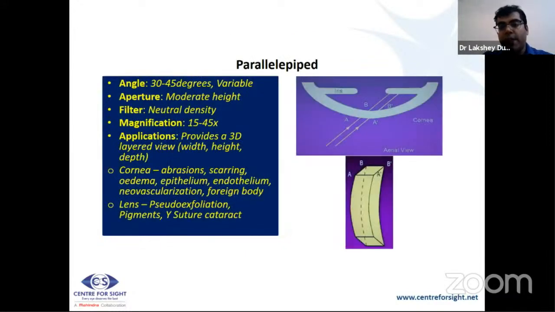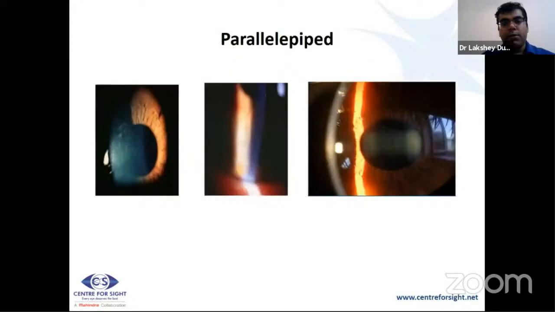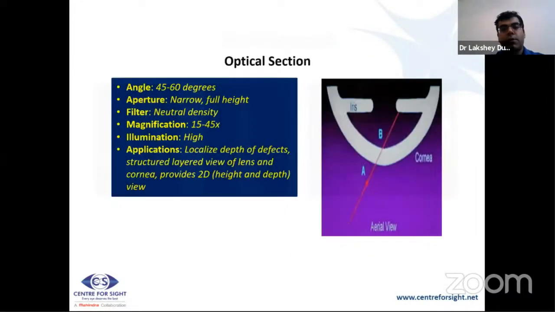Then is a parallelepiped way of illumination, in which you can see length, breadth, and depth, all three axes. This is important for examining abrasions, scars, edema, epithelium, endothelium, vascularization, and foreign bodies. Next way of examination is an optical section. This is more important for localizing the depth of the lesion. This is normally done with a high magnification, and we see the depth of the lesion, how deep the lesion is in the cornea.